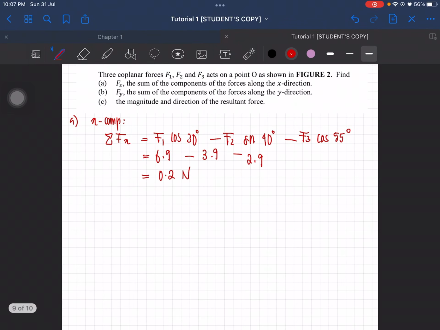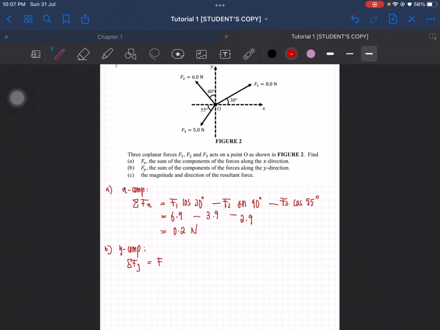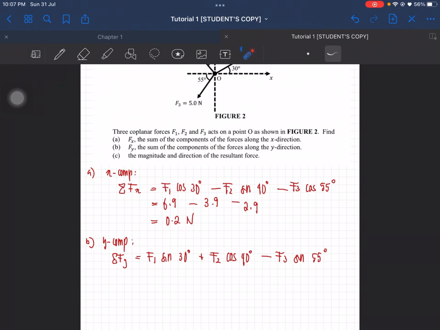Yeah, okay. So now for question B, for the y component, this is total force at y. That's going to give us, for F1, F1 sine 30 degree. For F2 it is going to be plus F2, sorry, not sine, cos 40 degree, and F3 is going to be minus F3 sine 55 degree. Okay, it's usually going to be different for x and y component.